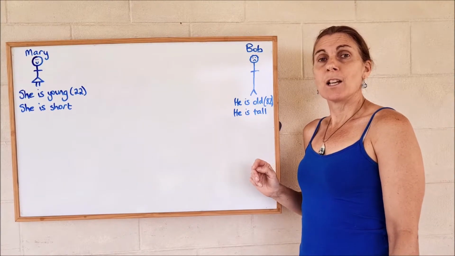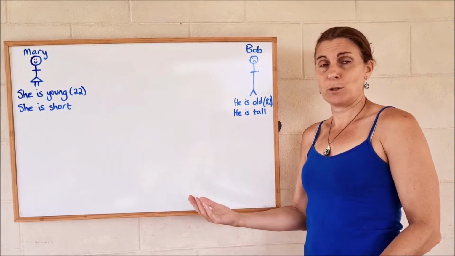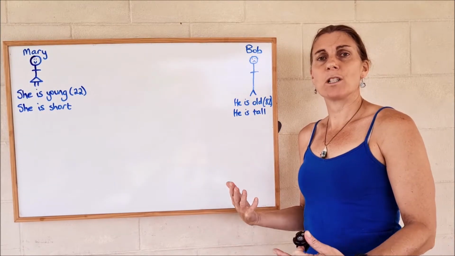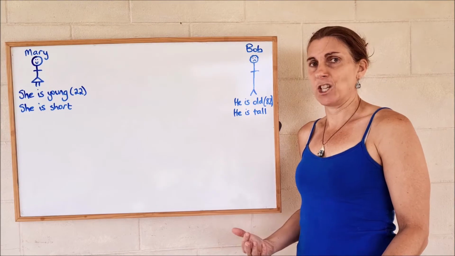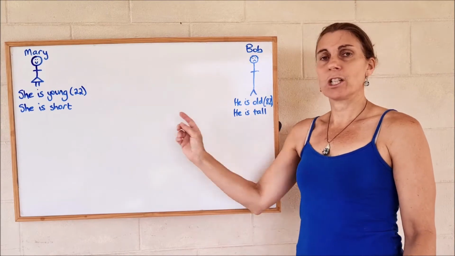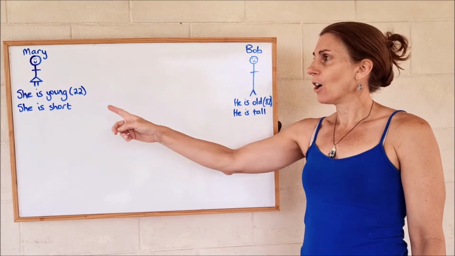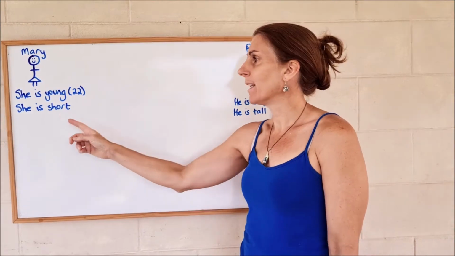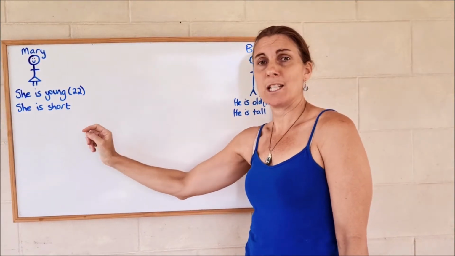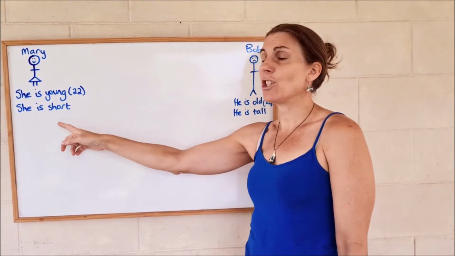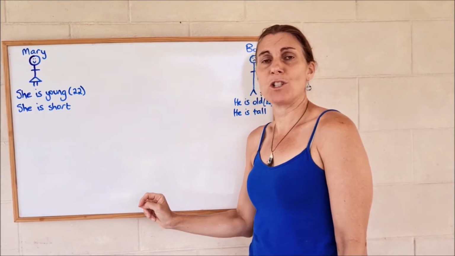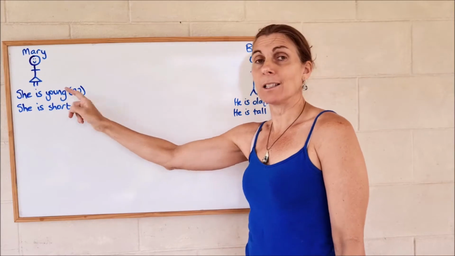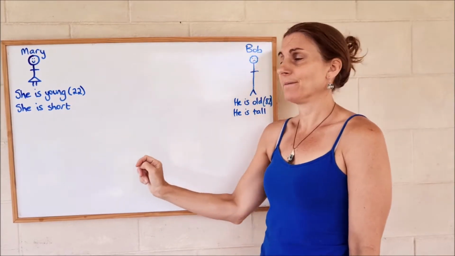Okay, so if we want to compare two things, first we need words to describe these two things, and they are called adjectives. So let's have a look at two people here. Over here we have Mary. She is young, 22 years old, and she is short. So the two adjectives we use to describe Mary are young and short.